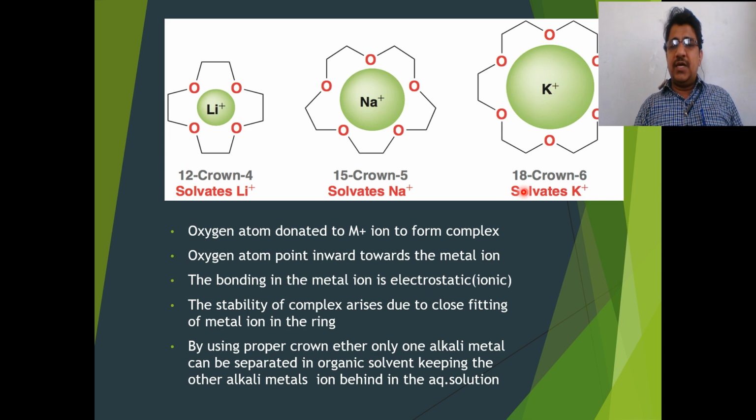When we take 18 crown 6, it will separate only potassium cations. Because of the close fitting of that complex, it can easily separate them, leaving Na+ and Li+ behind in the solution.